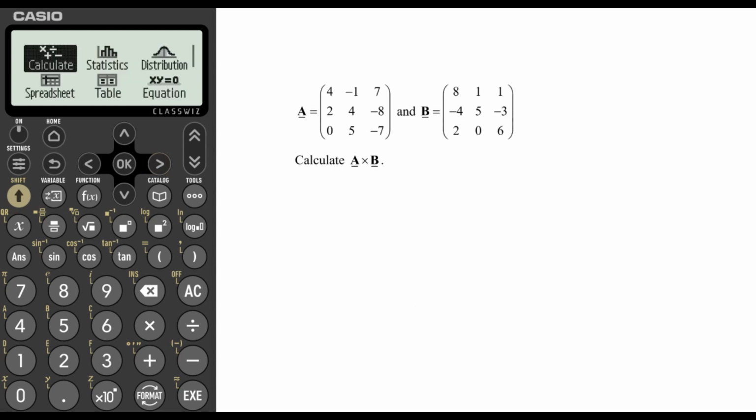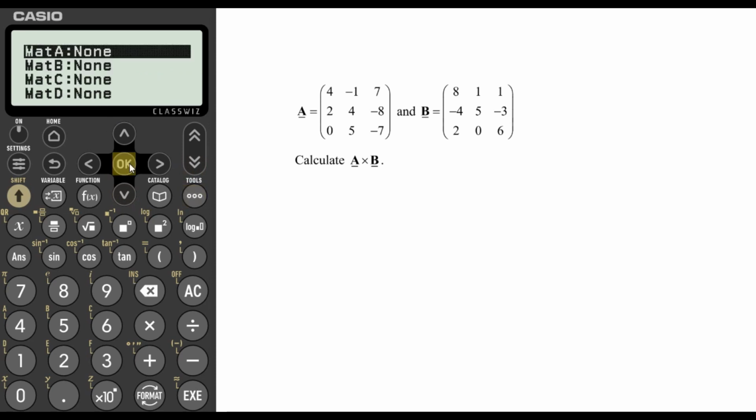We can use our calculator to work out the product of two matrices. Here we have matrix A, 4, minus 1, 7, 2, 4, minus 8, 0, 5, minus 7, and matrix B, 8, 1, 1, minus 4, 5, minus 3, 2, 0, 6. We have to calculate matrix A multiplied by matrix B. If we go to the matrix sub menu, we need to define matrix A and B. So if we go to tools, we will define matrix A.